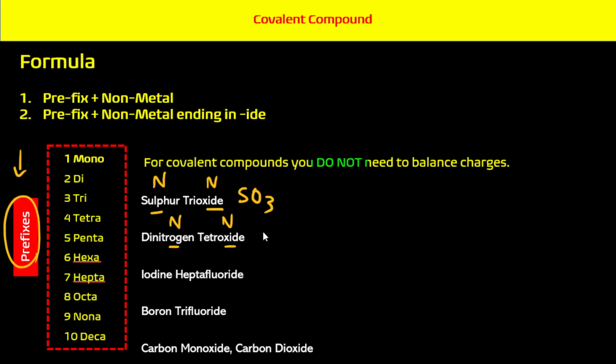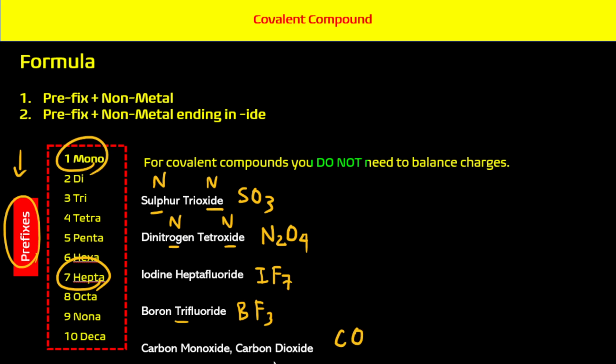Dinitrogen tetroxide should be N2O4. Iodine heptafluoride will be IF7. Hepta is 7, so it's 7. Boron trifluoride would be BF3, trifluoride, so it's F3. Now carbon monoxide is simply CO. Mono means 1, so there's only one oxygen. Carbon dioxide would be CO2 because it's dioxide. Again, covalent compound, you need to use your prefixes and you don't need to balance any charges at all.